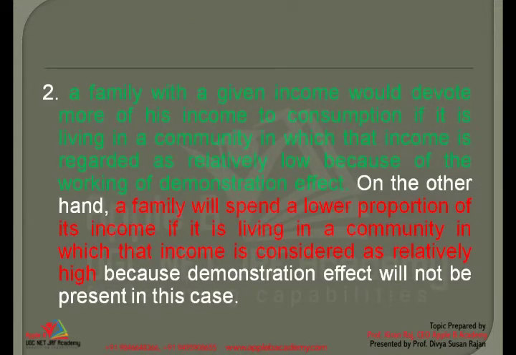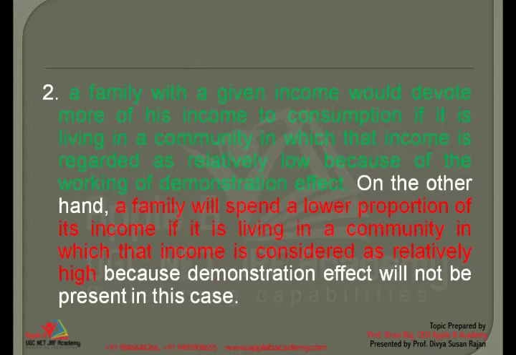The second part of it is that a family with a given income would devote more of its income to consumption if it is living in a community in which that income is regarded as relatively low, because of the working of the demonstration effect. On the other hand, a family will spend a lower proportion of its income if it is living in a community in which the income is considered relatively high, because the demonstration effect will not affect it in this scenario.